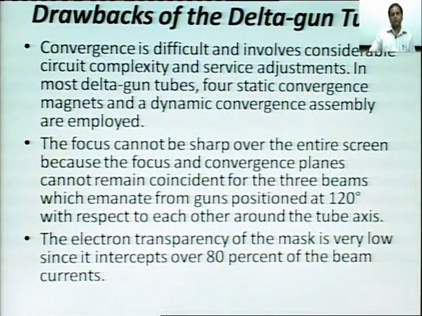Drawbacks of this: convergence is difficult and involves considerable circuit complexity. This is a very complex circuit, and service adjustment is also difficult. In most delta gun tubes, four static convergence magnets and a dynamic convergence assembly are employed. The focus cannot be sharp over the entire screen because the focus and convergence planes cannot remain coincident for the three beams which emanate from guns positioned at 120 degrees with respect to each other around the tube axis. The electron transparency of the mask is very low, since it intercepts over 80% of the beam currents.